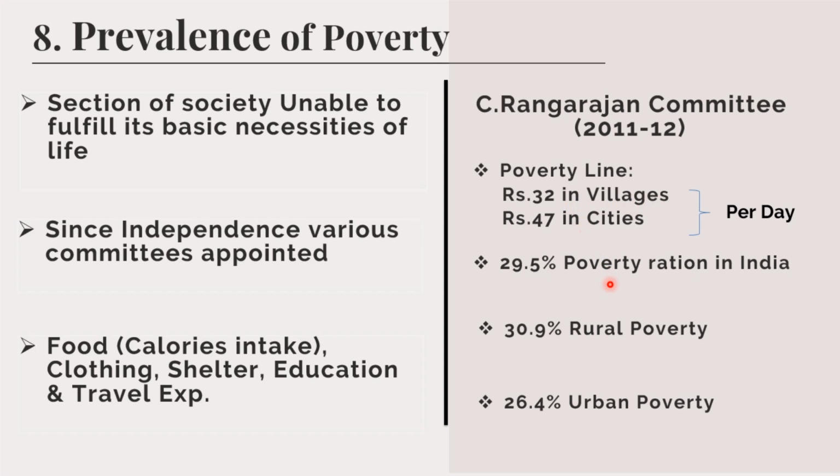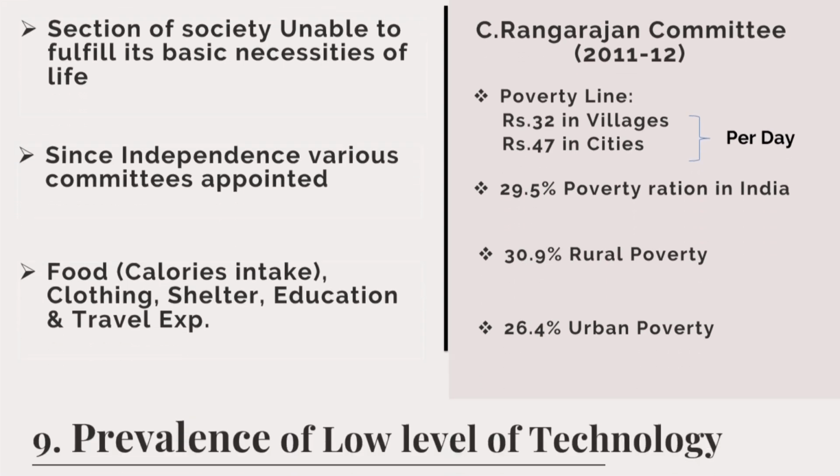they stated that in India, 29, meaning near about 30% of people are living below the poverty line. The poverty ratio in India was 29.5%, and in rural area this ratio of poverty is 30%, and in urban area this ratio of poverty is 26.4%. So this is one more characteristic of Indian economy.